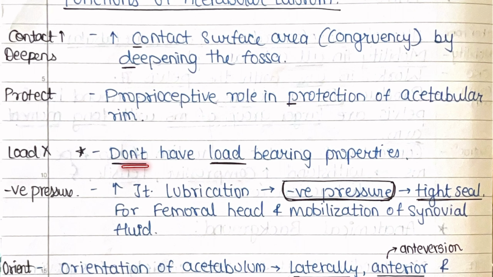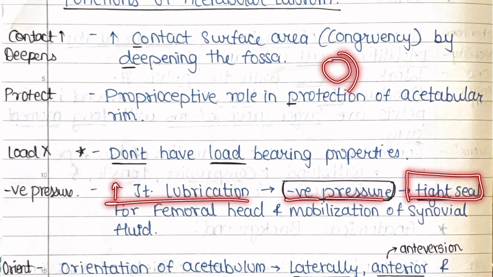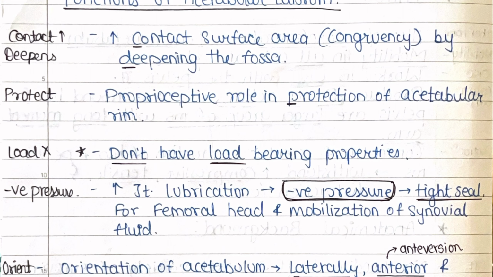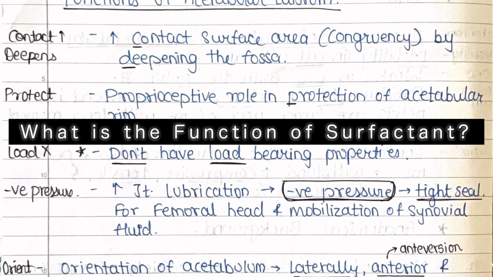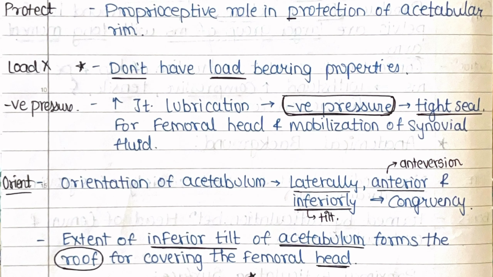Then it doesn't have load bearing properties. So the acetabular labrum is a cartilaginous rim, but it doesn't have load bearing properties. Then it creates a negative intra-articular pressure. It increases joint lubrication. It makes a negative pressure to create a tight seal, so that the head of the femur and the acetabular fossa remain in close proximity inside a vacuum. If you can remember, I am connecting it with physiology. So what is the function of surfactant? Comment down in the comment section. So, tight seal for the femoral head and mobilization of synovial fluid.